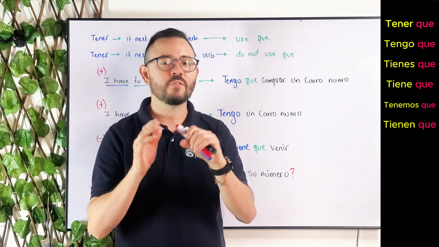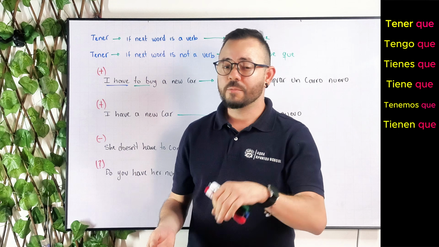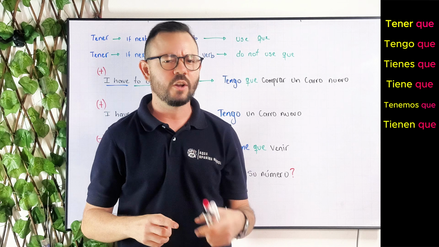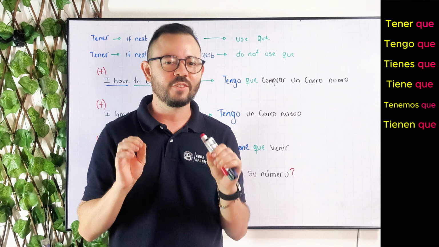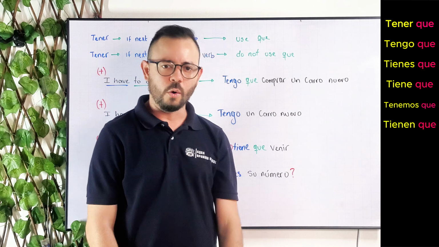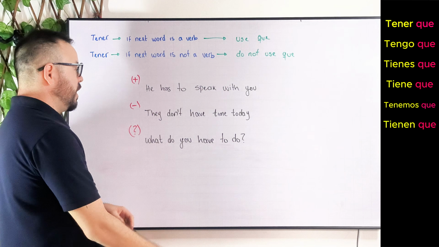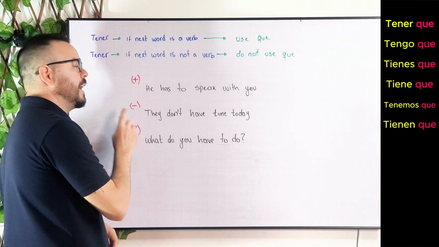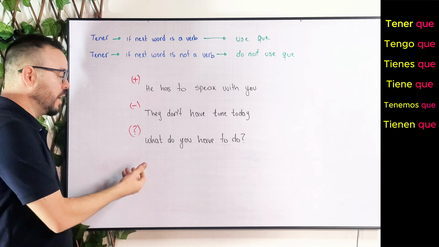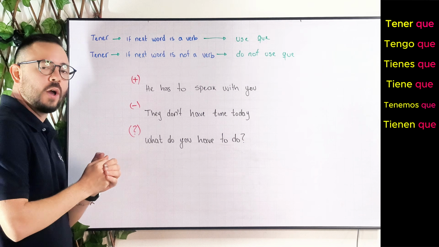And just to be sure that everything is crystal clear, as always, I'm just going to leave you guys with a few phrases here that you need to translate into Spanish and leave in the comments, just to check if everything is understood correctly, right? So let's go. So okay, here are the three phrases, right? So we're saying positive form, he has to speak with you, okay? Negative form, they don't have time today. And question form, it will be, what do you have to do?